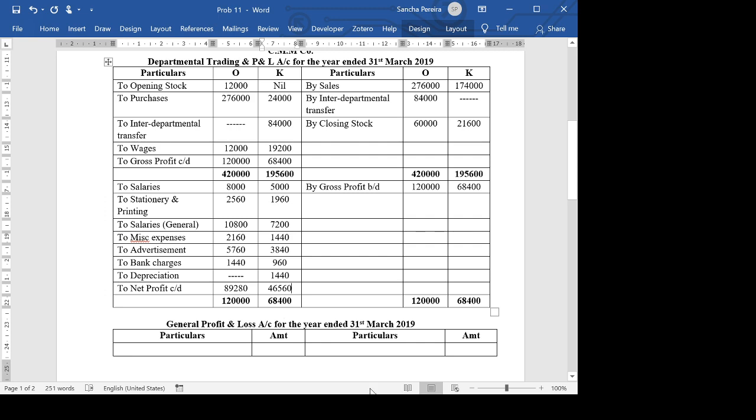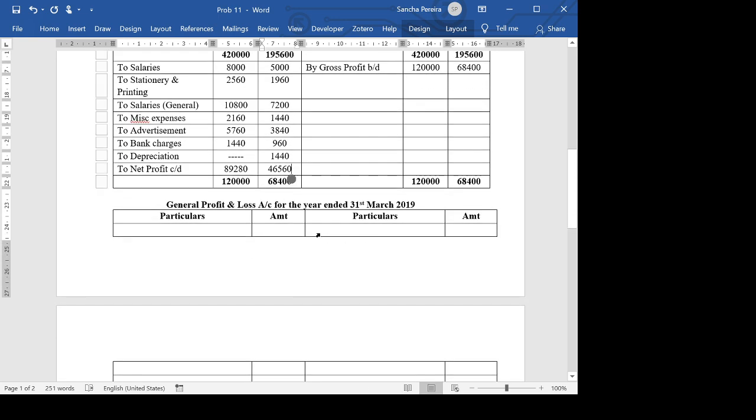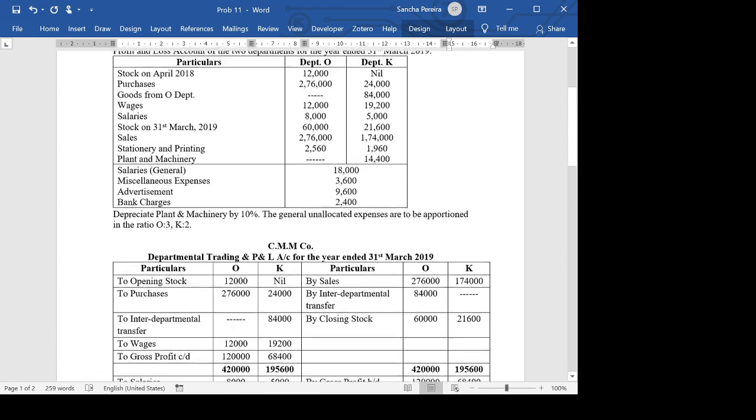Okay, so we've got the net profit. We need to bring down this net profit accordingly. By net profit brought down for O, it is 89,280, and for K, it is 46,560. Okay, now we go to a very important part.